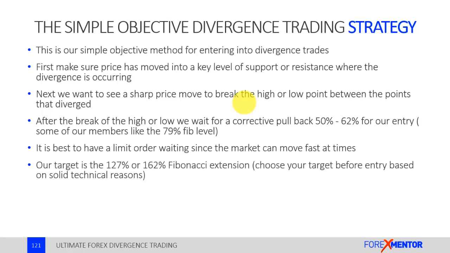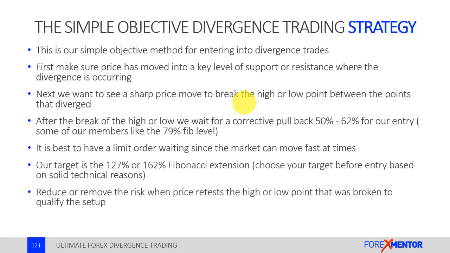Now, our target is going to be the 127% or the 162% Fibonacci extension. You want to make sure you choose your target before your entry based on a solid technical reason. Now, the only time we're really going to trade the 162 or target the 162 is if we have a reason on the higher degree time frames to look for a larger move.